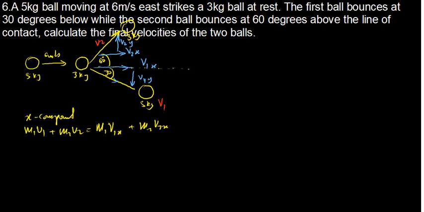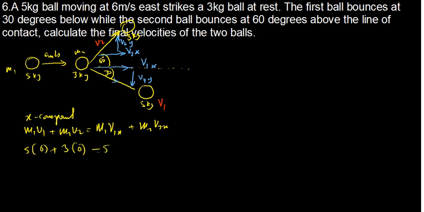Okay, so m1, the first mass, let's call this m1 and then this m2. So m1 is 5. It was moving at 6 meters per second. And then m2 is 3. It wasn't moving, it was at rest, so it is 0. And that should be equal to m1, which is what? 5. Now v1, how do we find the velocity in the x?